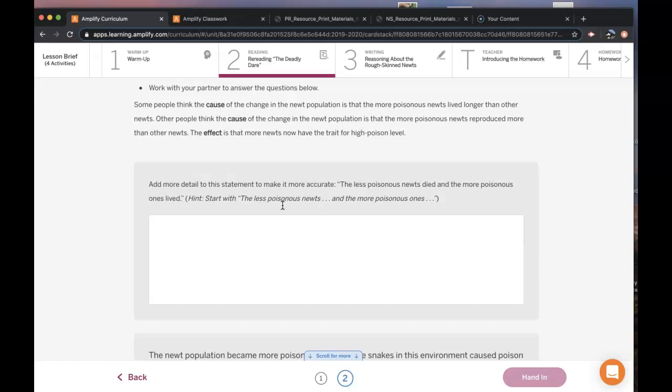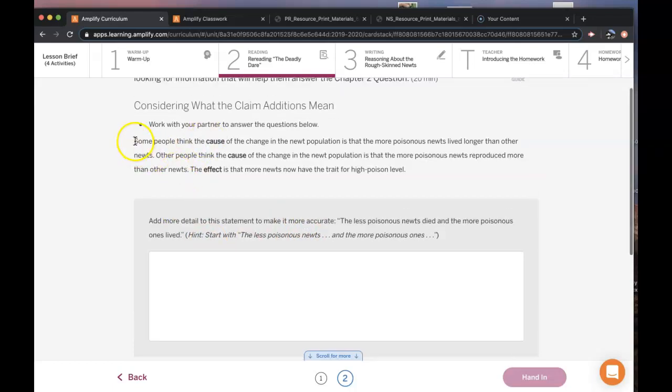So complete these questions. To help a little, some people think the cause of the change in the newt population is that the more poisonous newts live longer than the other newts, and other people think the cause of the change in the newt population is because more poisonous newts reproduced more than the other newts. And the effect is that more newts now have the trait poison level. So there's this claim right here.